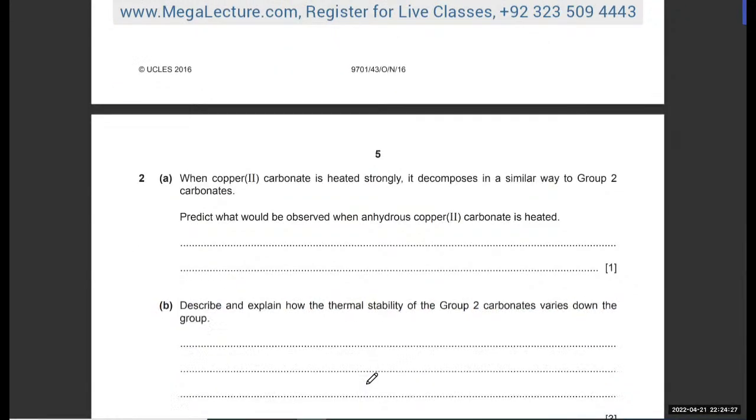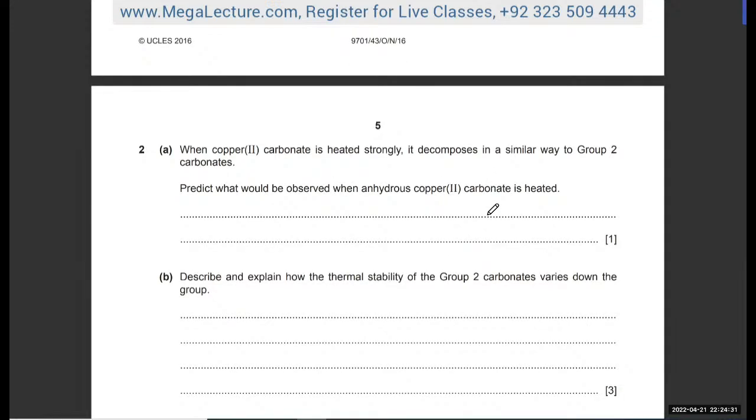So next one is predict what would be observed when anhydrous copper carbonate is heated. That's decomposition. So what would be observed? Sir, fizzing due to carbon dioxide gas. It won't be fizzing because fizzing happens in a solution. You're heating a solid and that's turning into another solid. You won't notice the gas escaping. So you find solid remains.